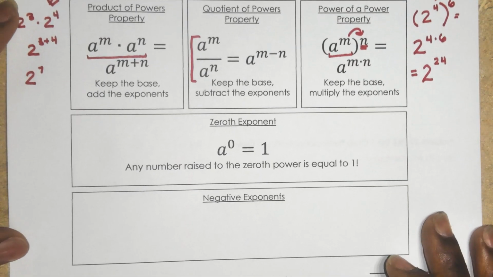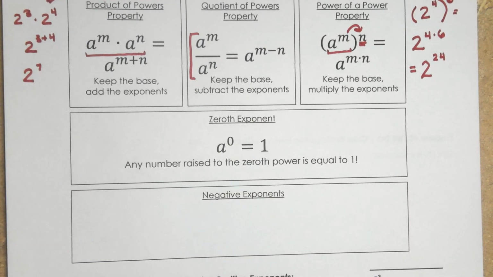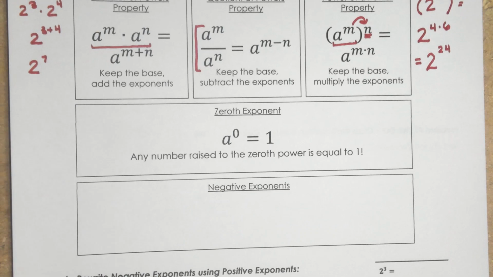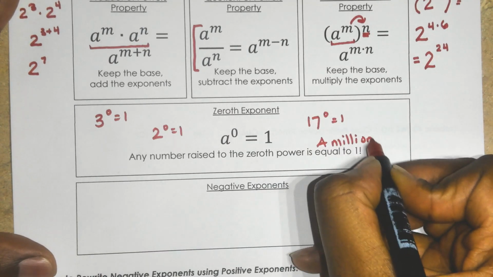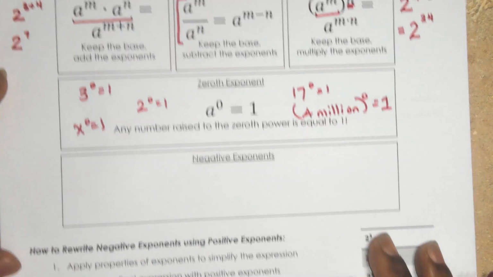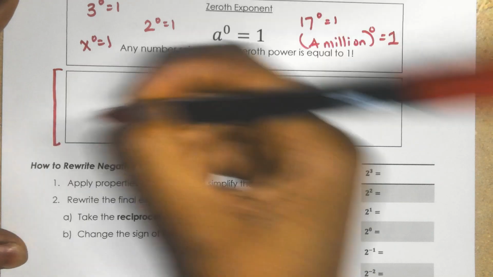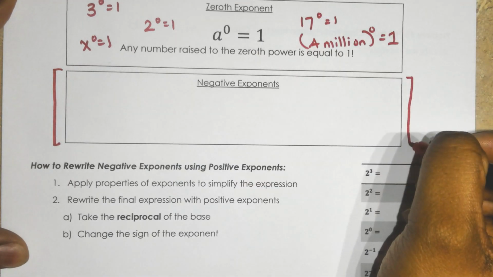And lastly, we also learned about the zeroth exponent. Any number raised to the power of 0 is equal to 1. No matter the base, no matter what it is, if it is raised to the 0th power, it is equivalent to 1.